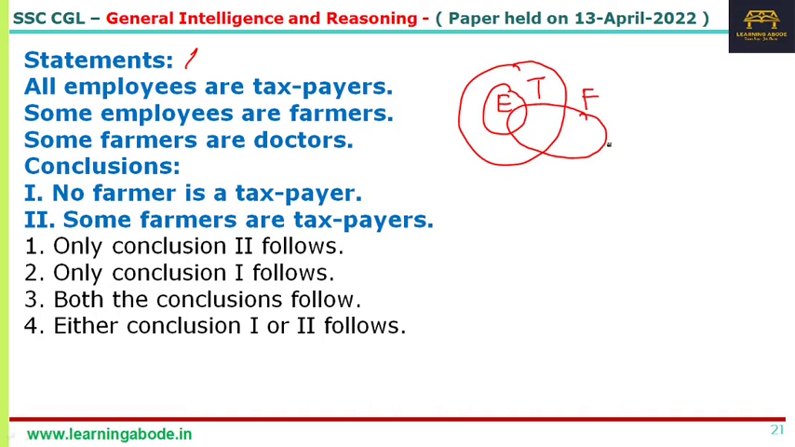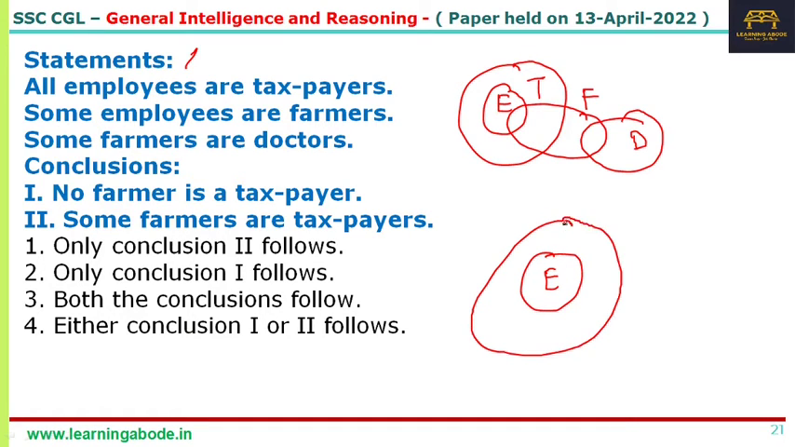Now there are multiple possibilities here. Okay, so for example, when you say some farmers are doctors, it can be like this: some farmers are, that is, the employees and the doctors. Okay, so they have no connection. That is one possibility. The other possibility is that we have employees and then we have taxpayers, right? And then we have, let's say, farmers. Now doctors can be something like this also. There is overlapping.